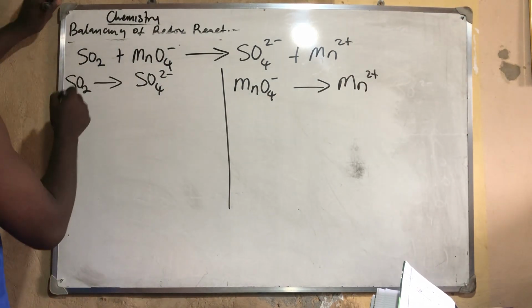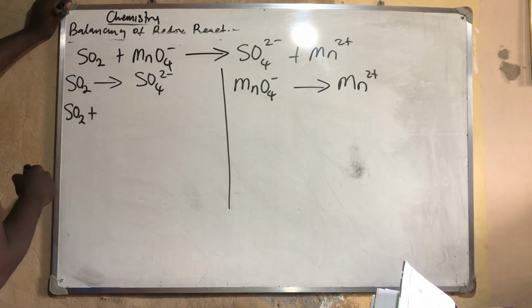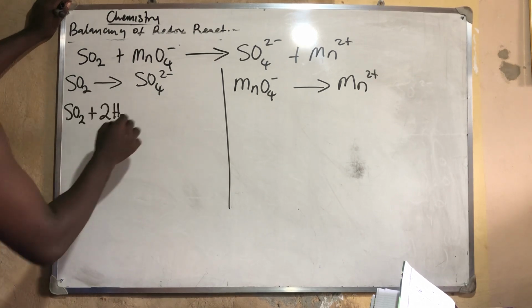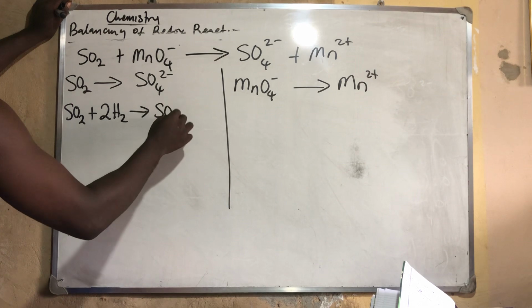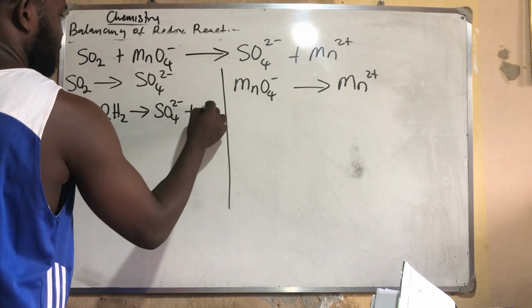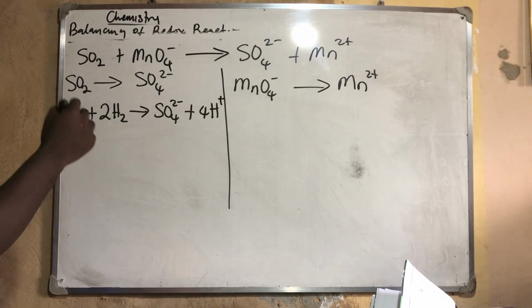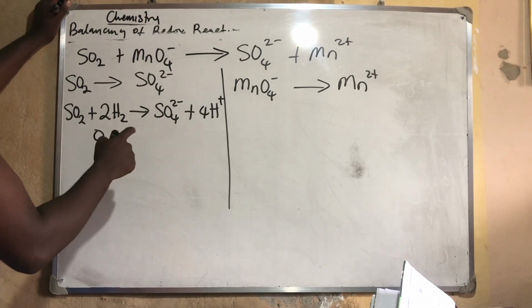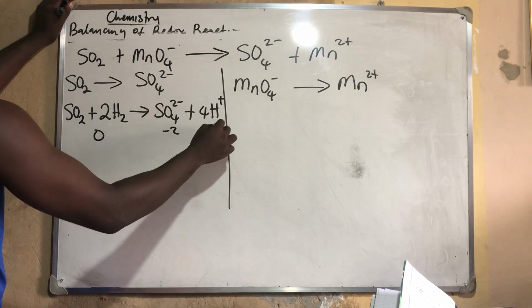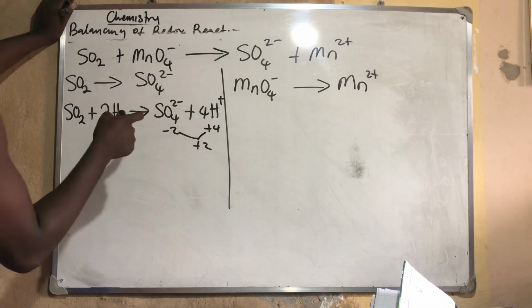Balancing this one, normally we are adding to this side like I did before. SO2 plus how many oxygen? This is bigger than this by 2. So I'm adding water, 2 molecules of water to give us SO4 2 minus. Since I've added 2 here, let me do it straight. 4 hydrogen plus. Okay? So now, if you check, what they have here is 0 and what I have here is 4, that is minus 2 and plus 4, which will give you plus 2. So I'm adding an electron to the side that is bigger.